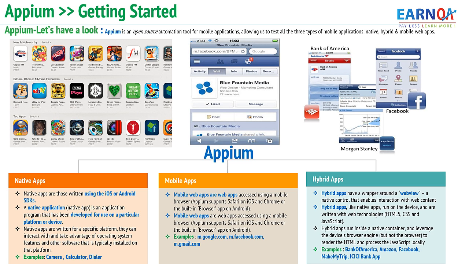Going forward, we are going to talk about and learn further important terms required with respect to Appium.